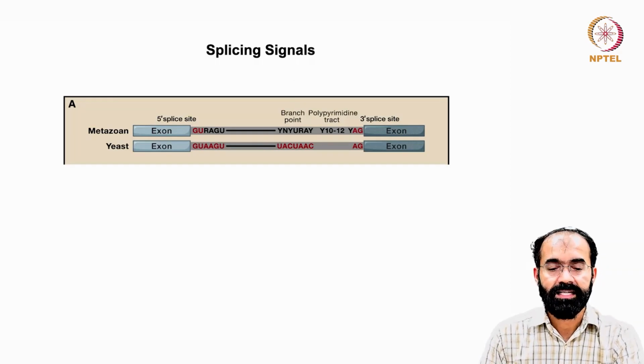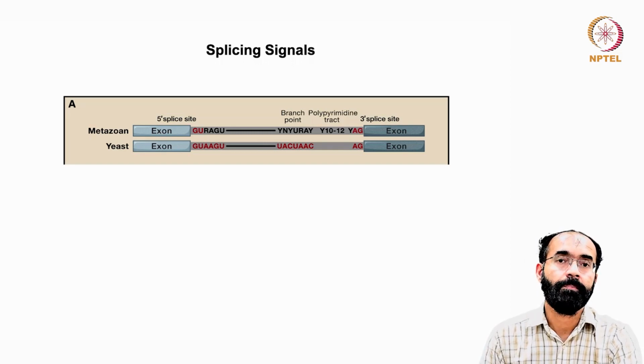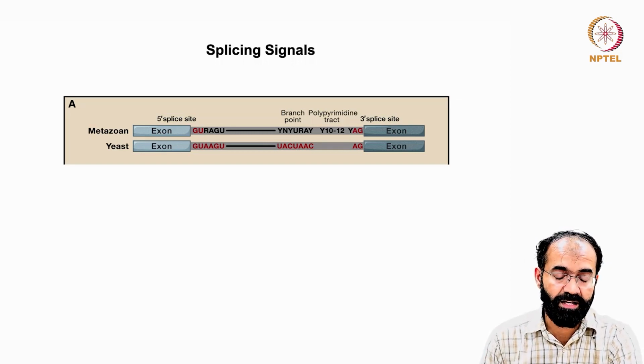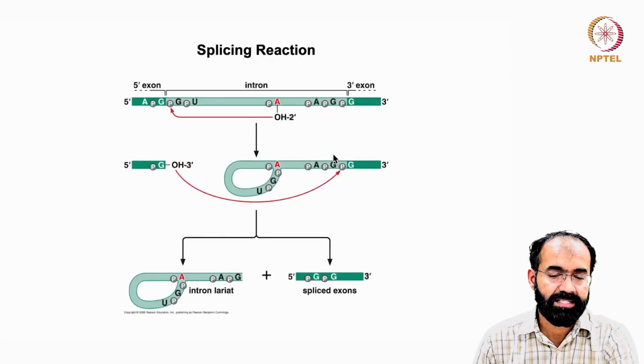Now let us see how introns and their splicing signals influence further complexity. In a metazoan, you have an exon and another exon, and this is the 5' splice site. The GU AG rules are maintained, and you have the branch point and the polypyrimidine tract. In yeast also you have both of them. There can be slight variation, but the GU AG rule is followed strictly, and this is the typical splicing signal.